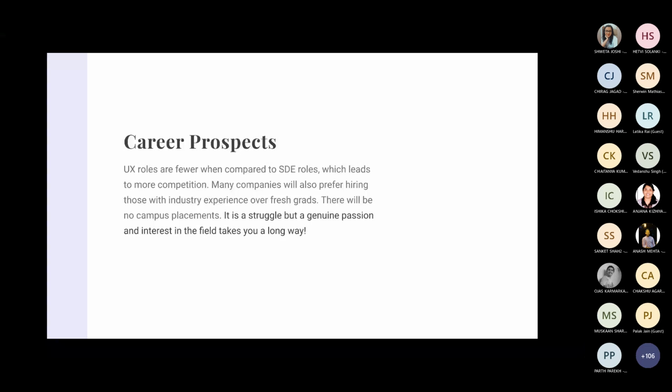But then again, it's a fine balance between what you're willing to do for something you're passionate about or interested in and finding a job that you really like working at. And just having this genuine passion and interest in the field takes you a long way, because it keeps you motivated to continue looking for jobs.